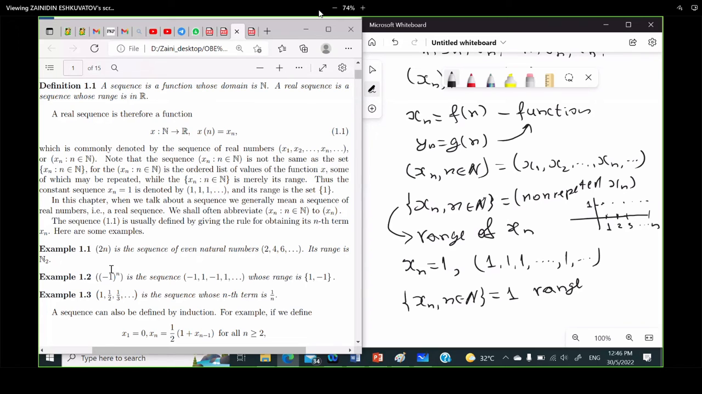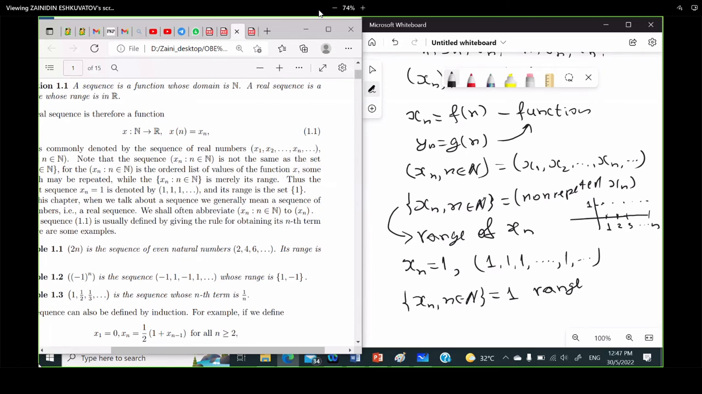For example, 2n is a sequence of even natural numbers, 2, 4, 6. Its range is N sub 2. What does N sub 2 mean? It means natural numbers which are multiples of 2, so every value is a multiple of 2. I think there is nothing difficult to understand.